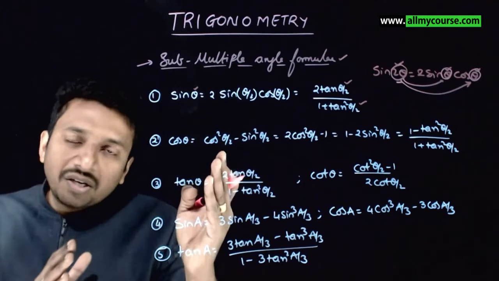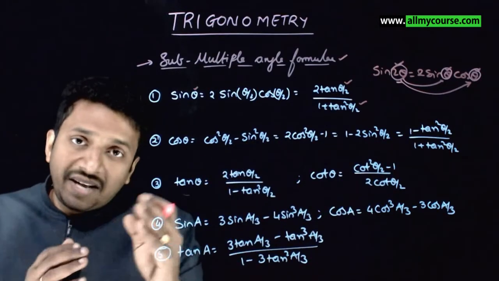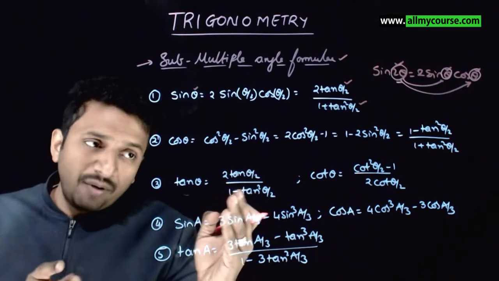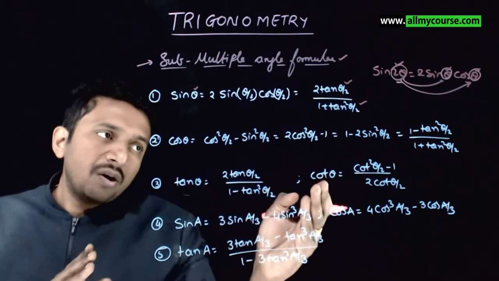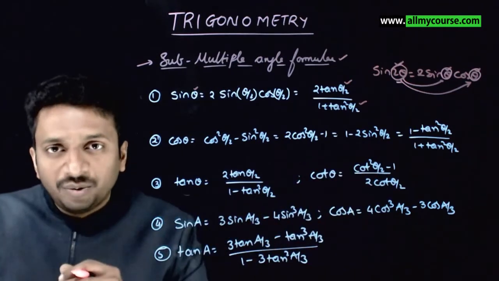Similarly, cos theta is cos square theta by 2 minus sine square theta by 2, and so on. And tan theta is 2 tan theta by 2 by 1 minus tan square theta by 2. Cot theta is cot square theta by 2 minus 1 by 2 cot theta by 2.